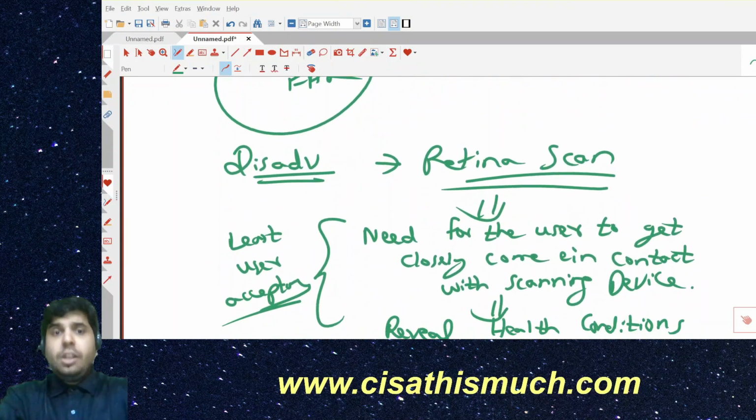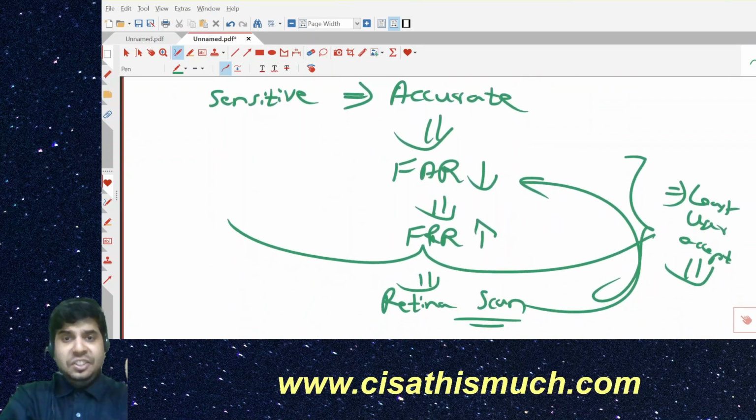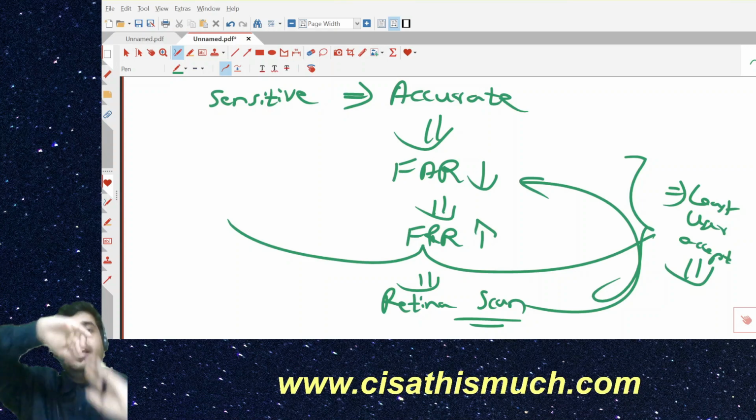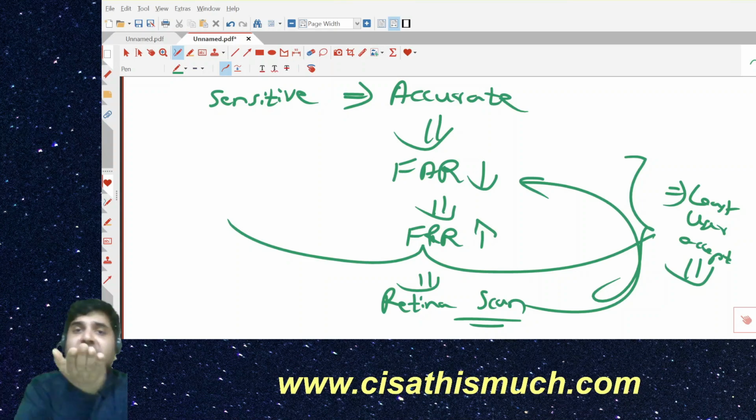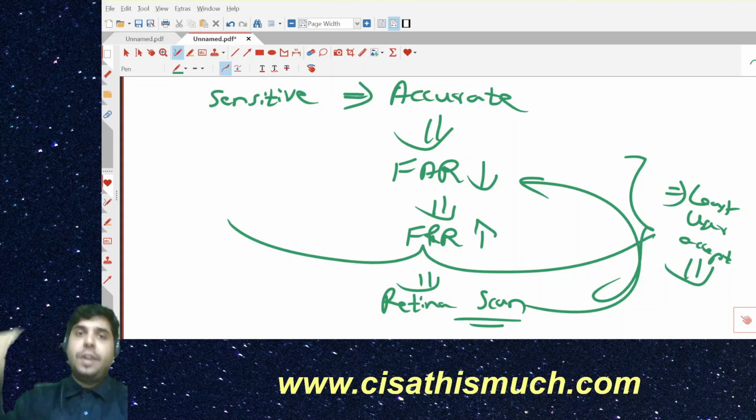We have also discussed the disadvantages already, but it is sensitive. Instead of giving you a direct question on least user acceptance or retina scan, they can twist the question, because this word is there in the review manual. They can give it indirectly, saying something is very sensitive. Sensitive means very accurate, and very accurate means the false acceptance rate is the lowest.